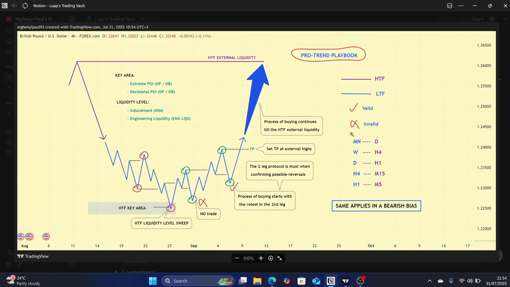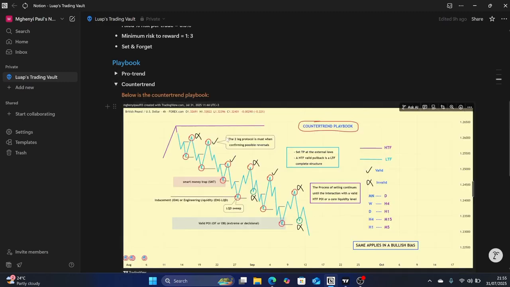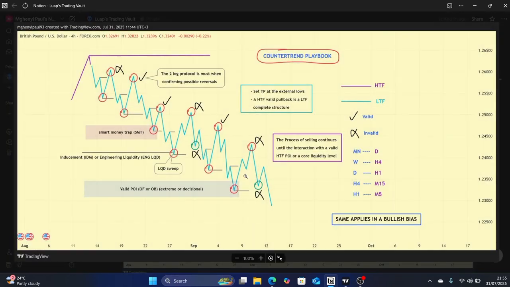All right, so this is the pro trend. We all know the time frames, the higher time frame, the lower time frame, and all of that. We also talked about the key area and liquidity levels, and this is the pro trend playbook. I also have my counter trend playbook. Of course, there is a counter trend playbook, and this is my counter trend playbook. I know I have not talked about the counter trend, so if you can understand anything from this, you can check it out. But this is not something that I'll be talking about right now.